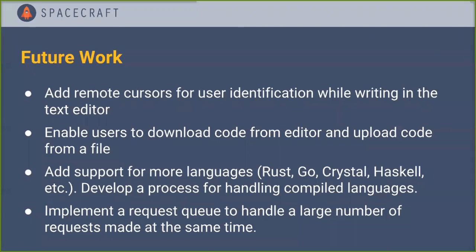We also want to add support for more languages, especially really exciting ones like Rust, Go, Crystal, and Haskell. And for several of these, we need to figure out a way of handling compiled languages, which will be different from how we've been handling the current languages we support. And finally, we want to implement a request queue so that we can handle an even larger number of requests very graciously when they're made at the same time.